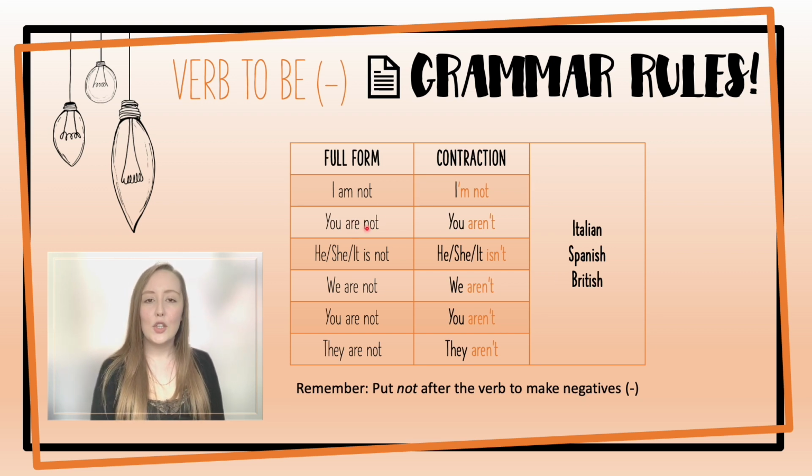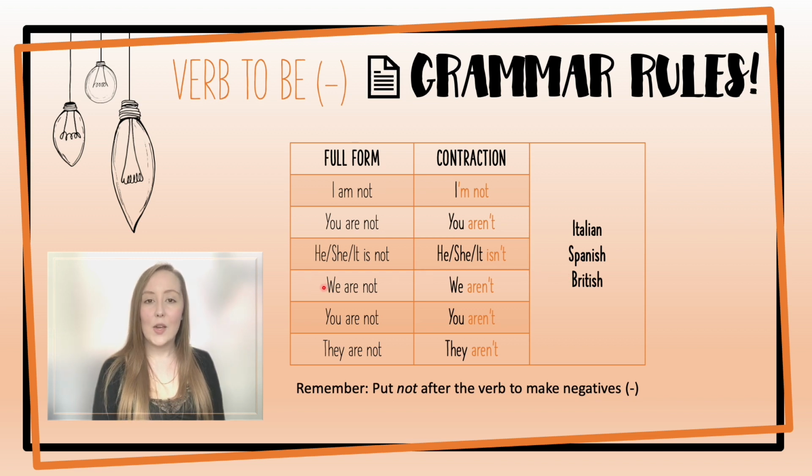We can change you are not to you aren't. You aren't Italian. You aren't Spanish. You aren't British. We can change he, she, or it is not and say he isn't Italian. She isn't Spanish. It isn't British. He isn't. She isn't. It isn't.